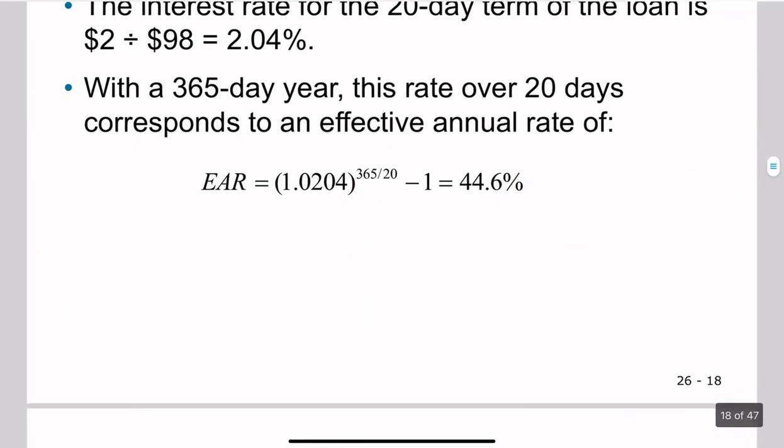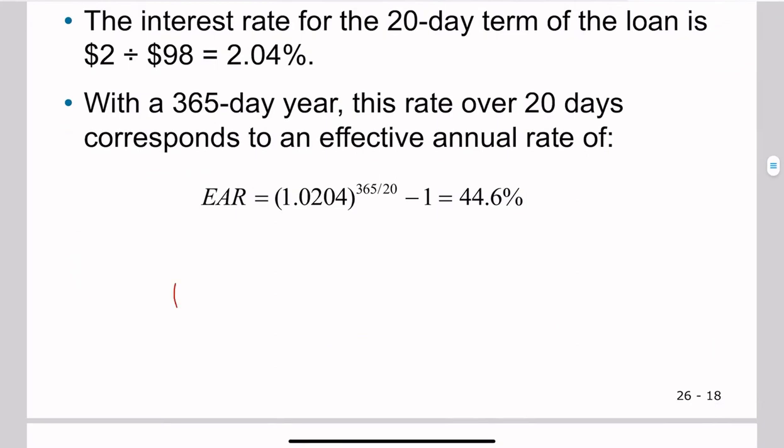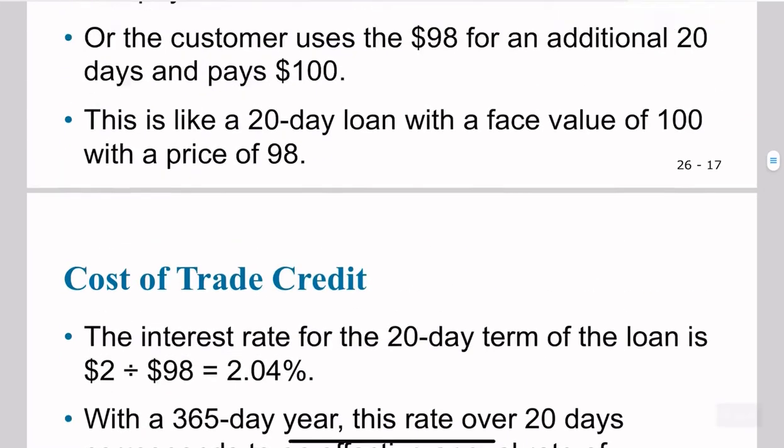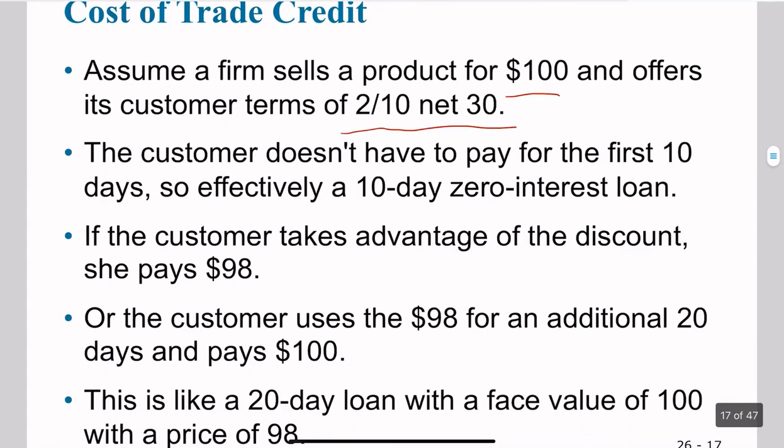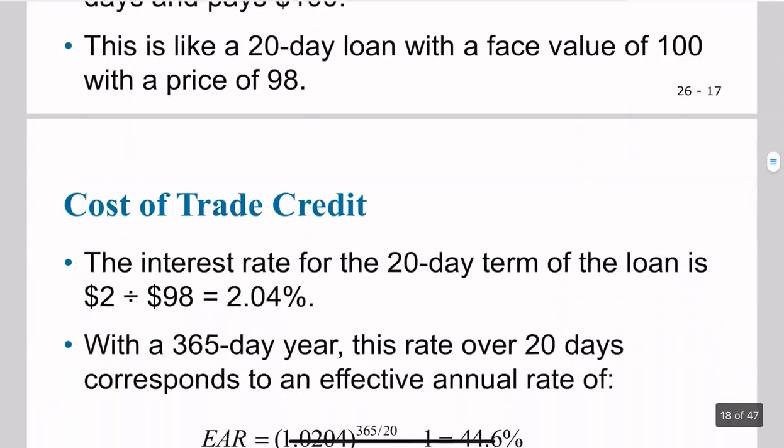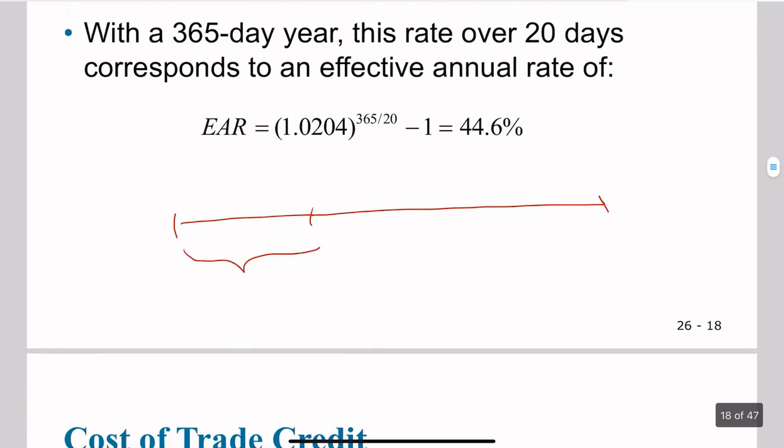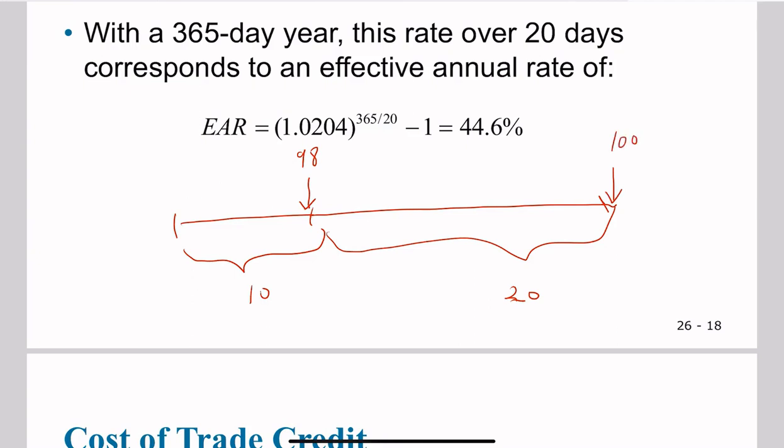Okay, let me explain this using a simple picture here. Okay, let's see this. It's 2/10 net 30. So this is 10 days. This is 20 days. So basically the customer has two choices. The customer can pay here at the end of the 10th day, and the customer will only pay $98. Or at the end of the 30th day, the customer will pay $100.